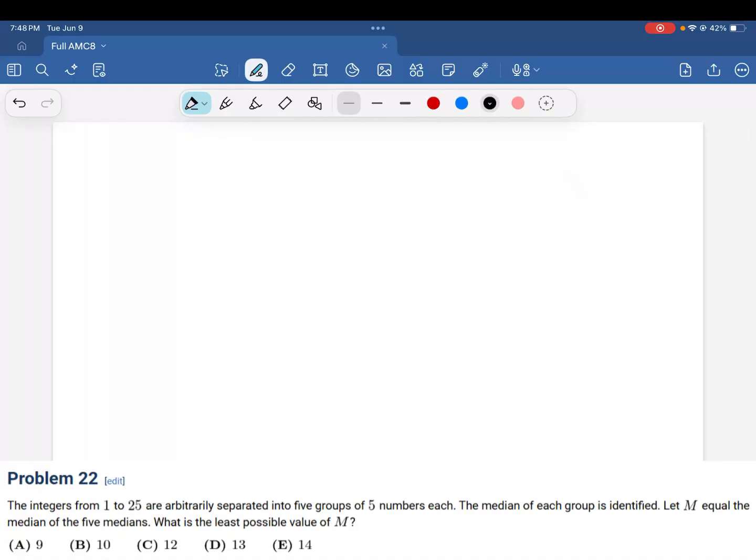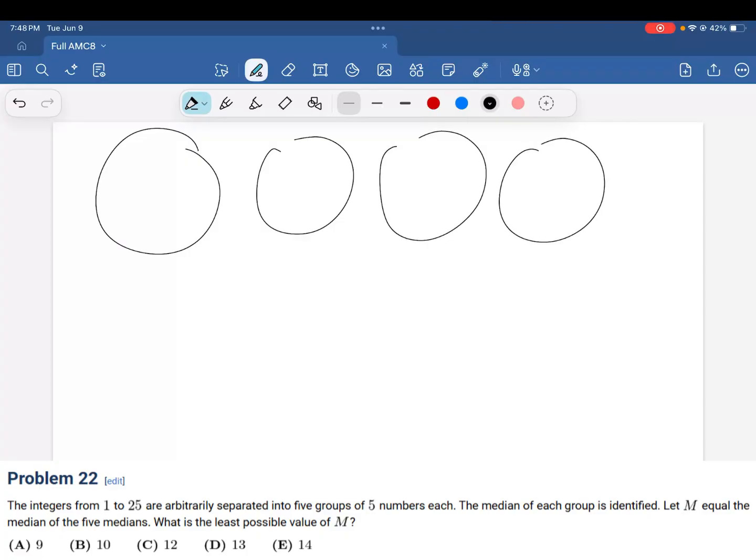Problem 22. The integers from 1 to 25 are arbitrarily separated into 5 groups of 5 numbers each. The median of each group is identified. Let m equal the median of the 5 medians. What's the least possible value of m? So we separate into 5 groups. Let's just say the medians of these 1, 2, 3, 4, 5 are in order.